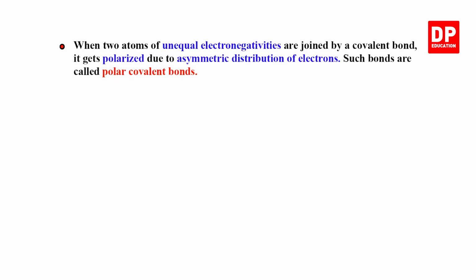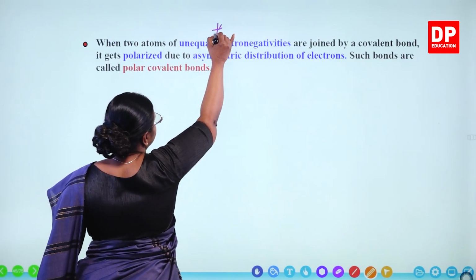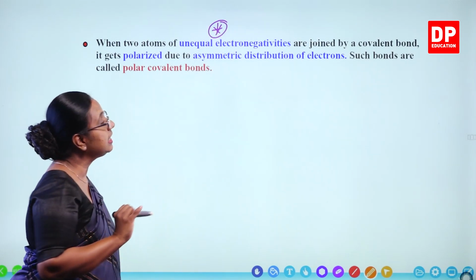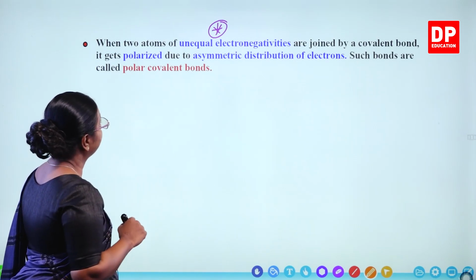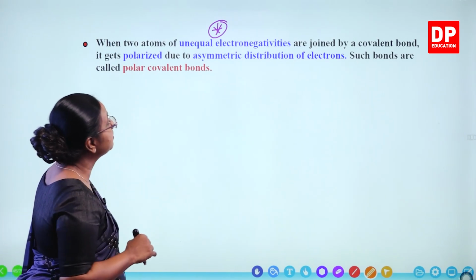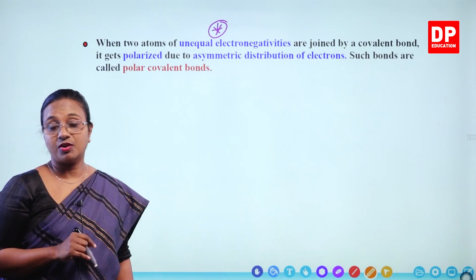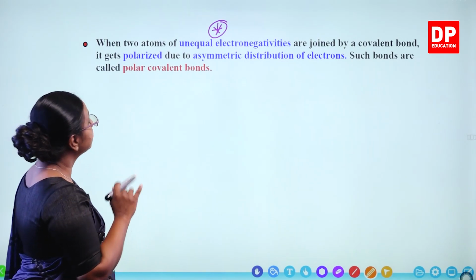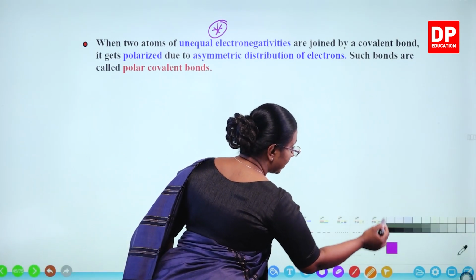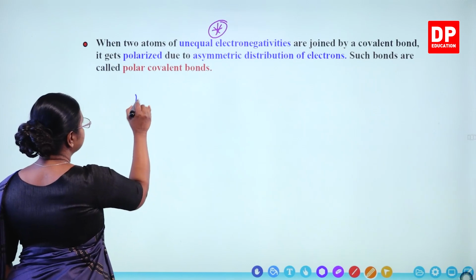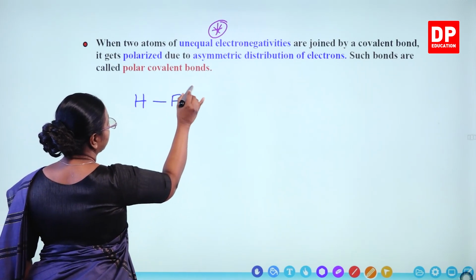Here, when two atoms of unequal electronegativities are joined by a covalent bond, this is the term that you have to remember: unequal electronegativity. The bond gets polarized due to asymmetric distribution of electrons. I explained that to you all. Such bonds are called polar covalent bonds. We have discussed one example, the HF bond.